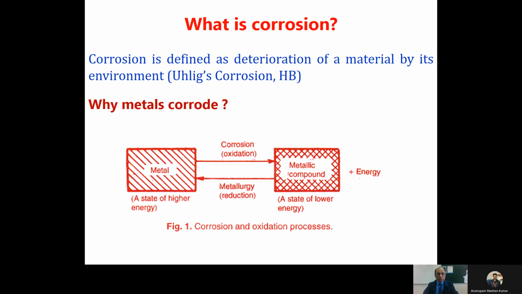So what is corrosion? Corrosion is defined as a deterioration of a material by its environment. Why do metals corrode? Metals are usually obtained by reduction of ores. This process is called metallurgy. And when metal is obtained, it is in a higher energy state. So it tries to go back to its original state, and this process is called corrosion.